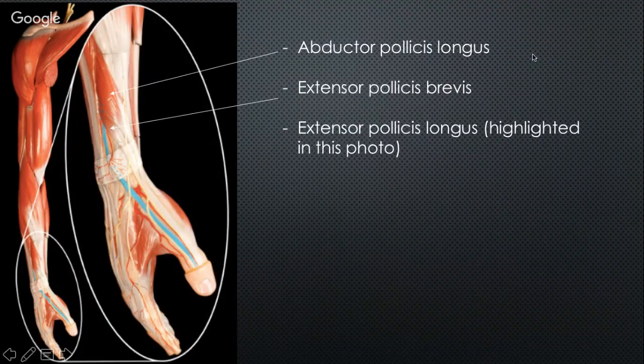Next is abductor pollicis longus. It's kind of hard to see the outline of this muscle, but if you just follow this arrow here, it's just kind of this big block of muscle right there. And the tendon comes down to about the start of the thumb. And extensor pollicis brevis, this little bit of muscle right there that the arrow is pointing to, and the tendon goes all the way down to the end of the thumb. And the extensor pollicis longus, which is highlighted in this photo, it's just super thin, goes all the way down to the end of the thumb. You can see it's highlighted from a bigger view here as well.